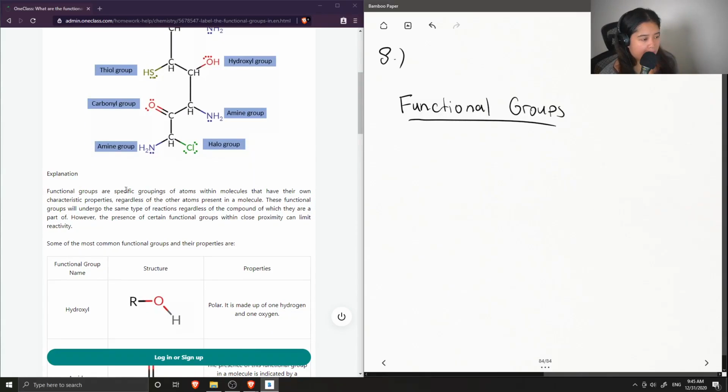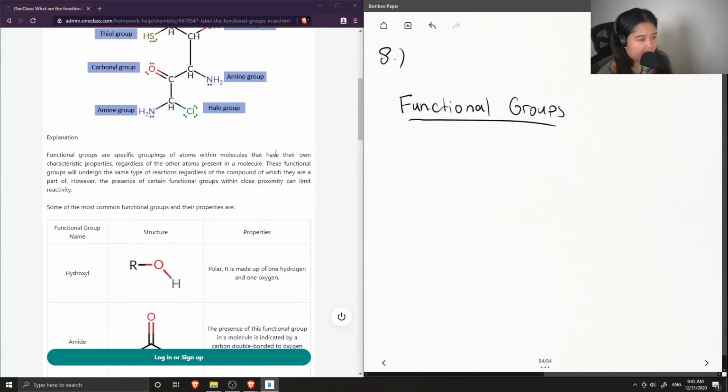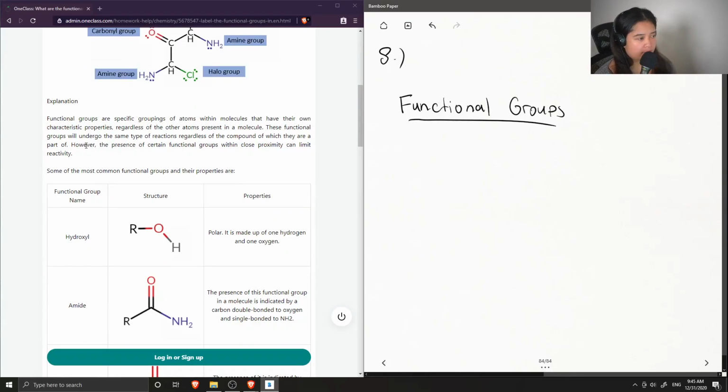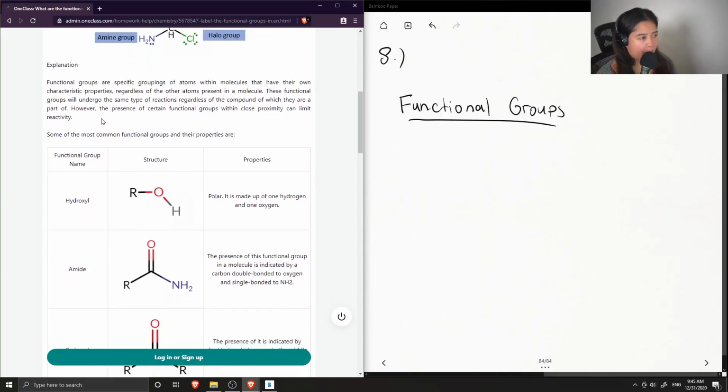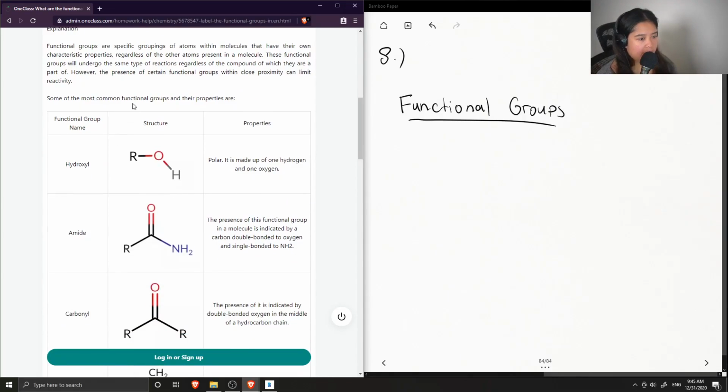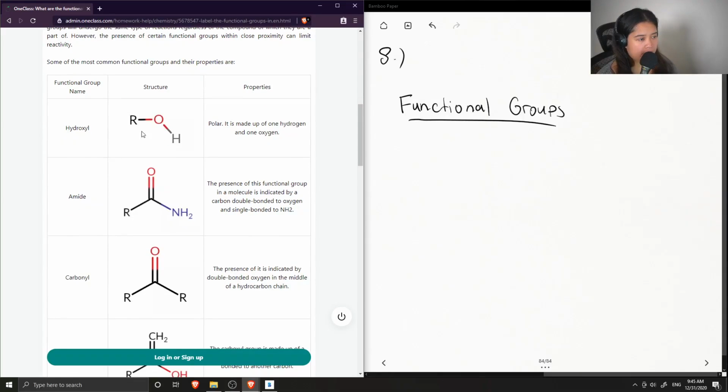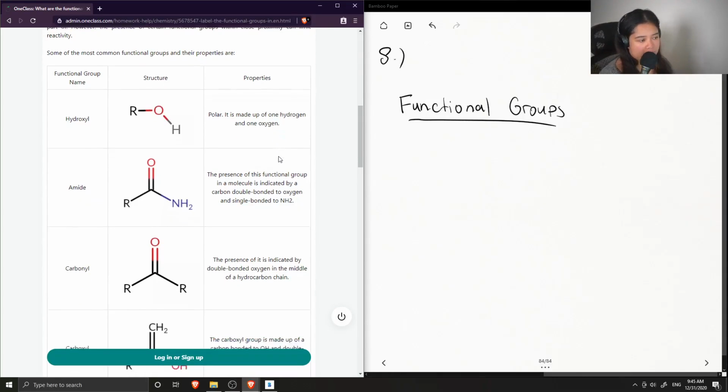So functional groups are specific groupings of atoms within molecules that have their own characteristic properties, regardless of the other atoms present in a molecule. These functional groups will undergo the same type of reactions regardless of the compound of which they are part of. However, the presence of certain functional groups within close proximity can limit reactivity. Some of the most common functional groups and their properties are, so they show hydroxyl, that is polar, and it is made up of 1 hydrogen and 1 oxygen.